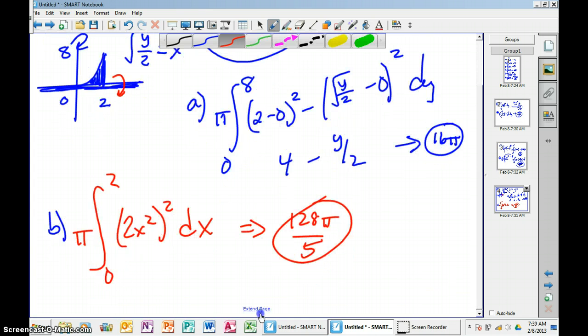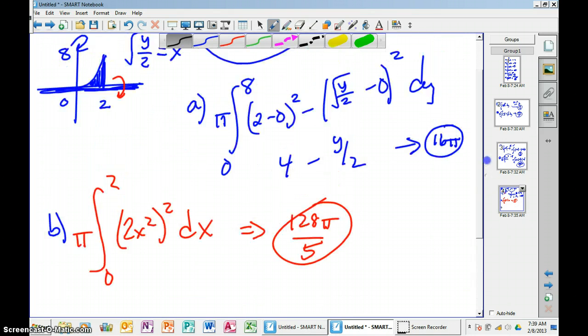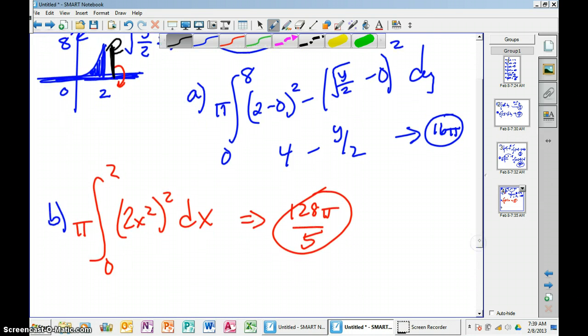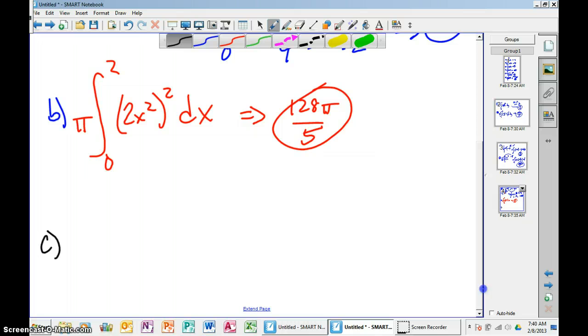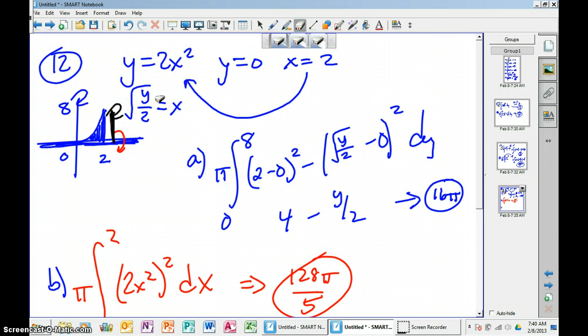Okay? Part C, I'll do in black. Part C says we're going around the line x equals 3. Well, x equals 3 is here. So now we're going to go around that line. So if I'm right, my bad, it's not that at all. Let me see if I can erase that. It's going to be the line x equals 8.